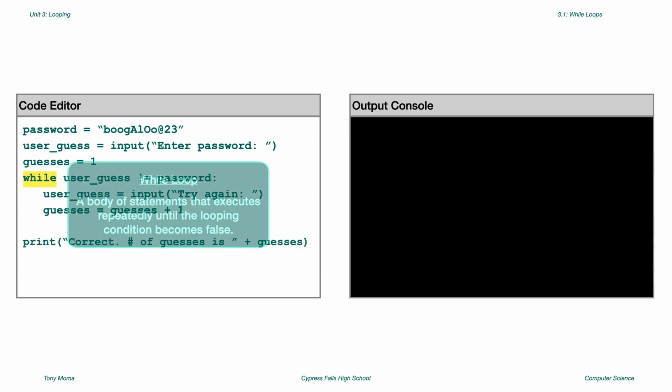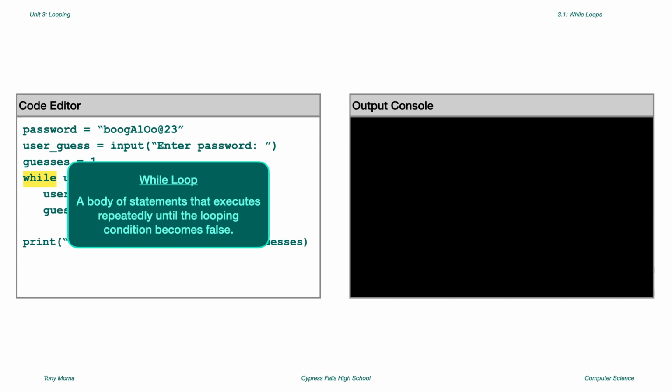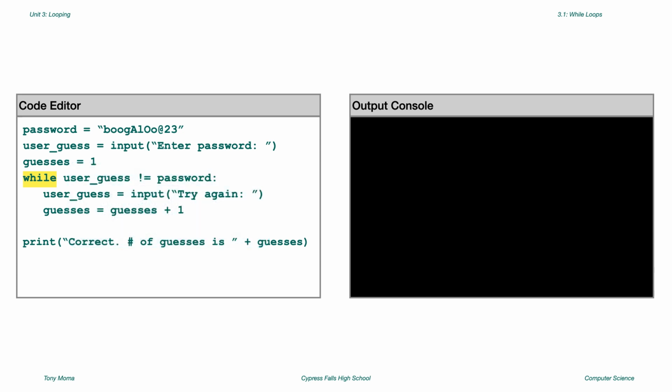A while loop is a body of statements that executes repeatedly until the looping condition becomes false. To do this in my program, all I did was replace the word if with the word while. So now, instead of the program saying if true, then execute, the program now states while true, execute. Or in other words, continue executing until the condition is no longer true.